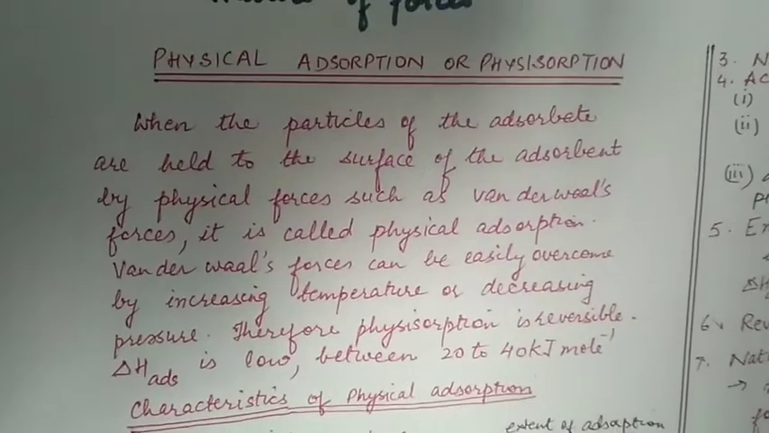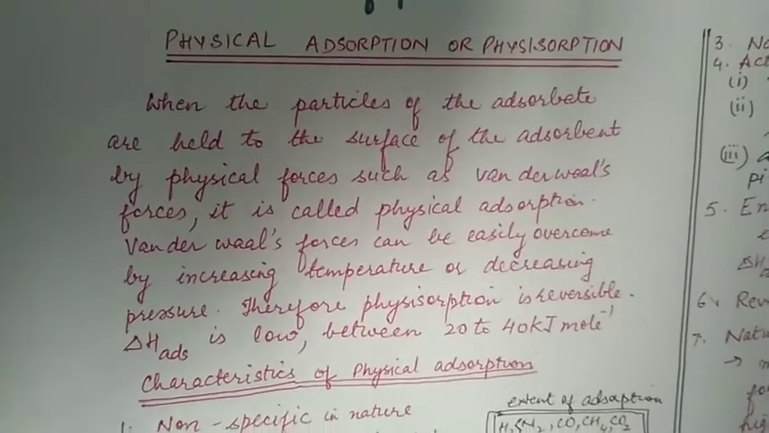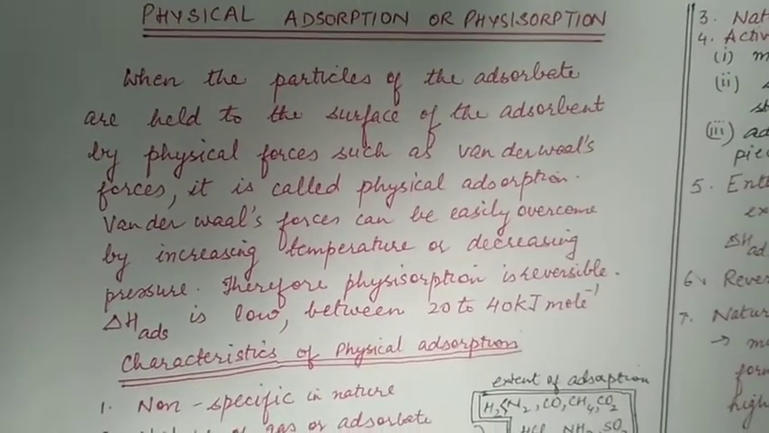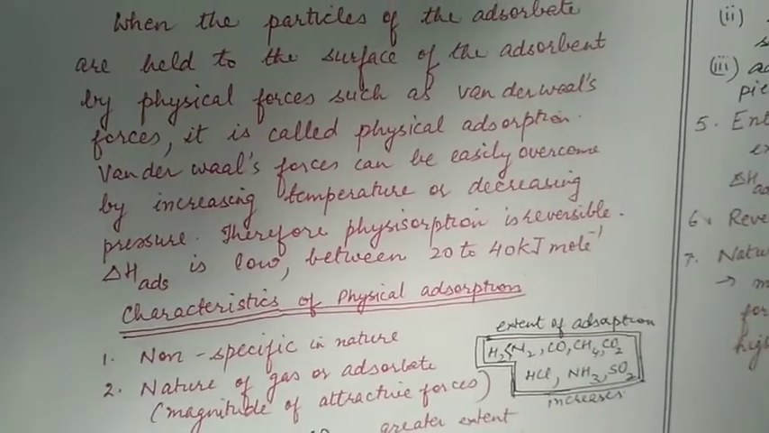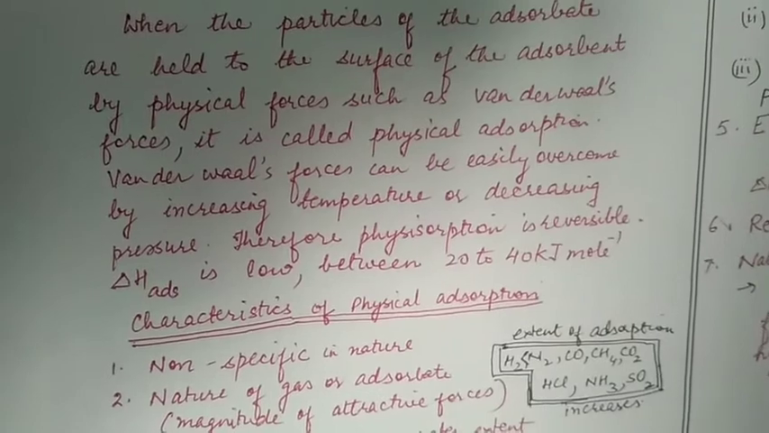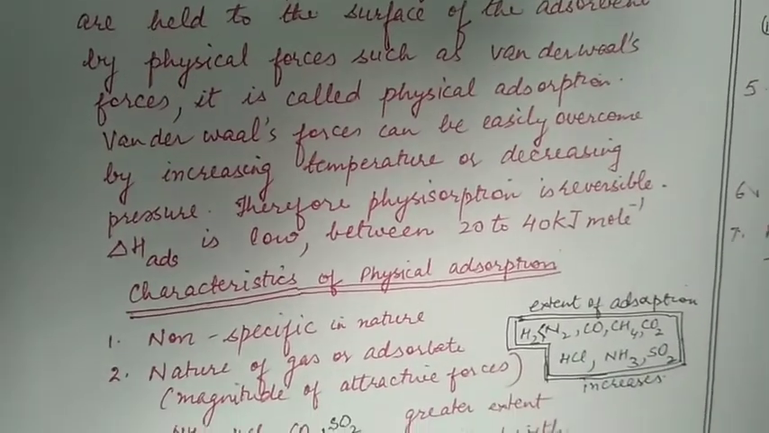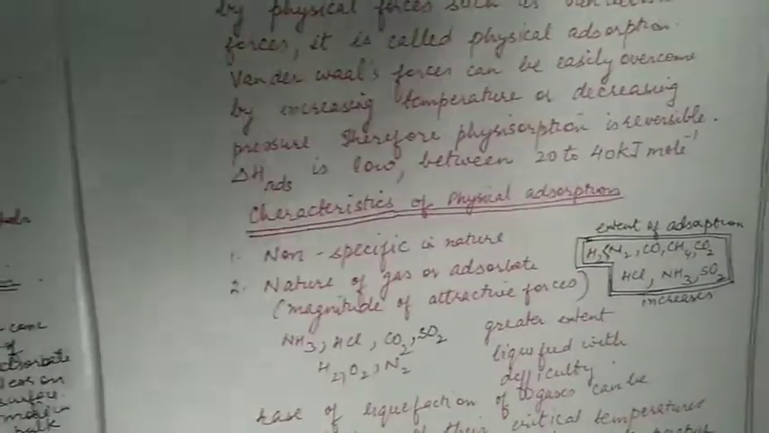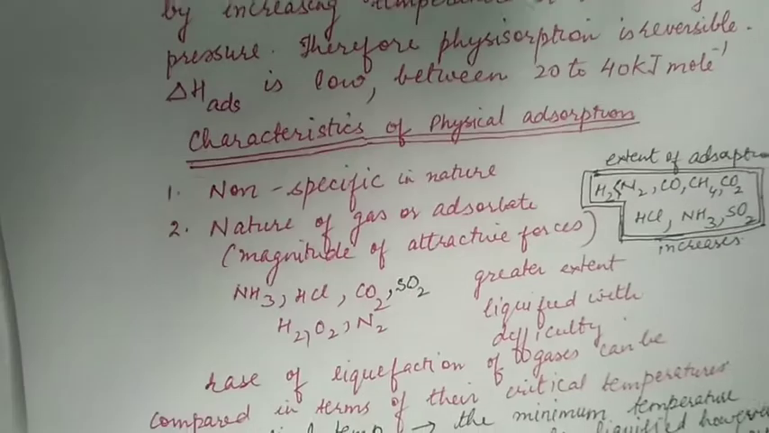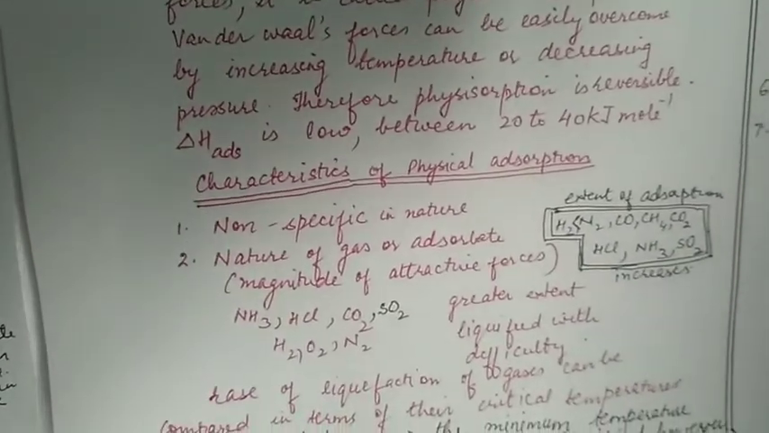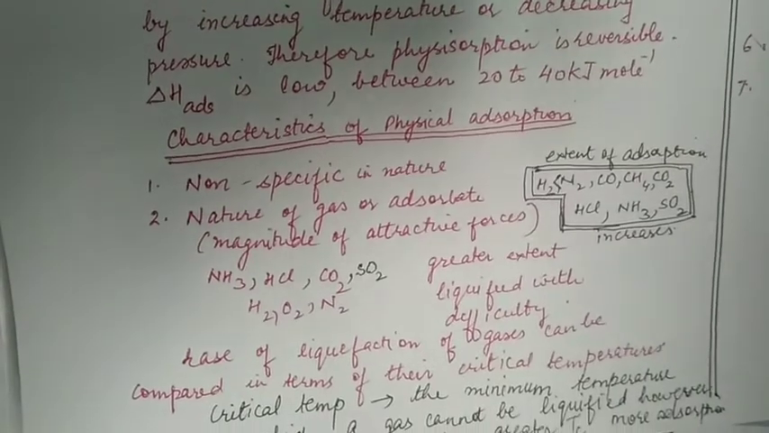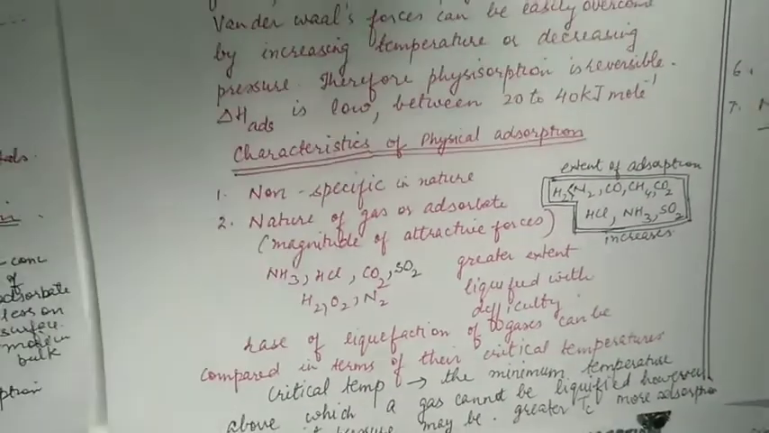Particles of adsorbate are held to the surface of adsorbent by physical forces such as van der Waals forces. It is called physical adsorption. These forces are weak and can be easily overcome by increasing the temperature or decreasing the pressure. So physisorption is reversible. It can be reversed by increasing the temperature. For physisorption, the enthalpy of adsorption is also low, between 20 to 40 kilojoules per mole.